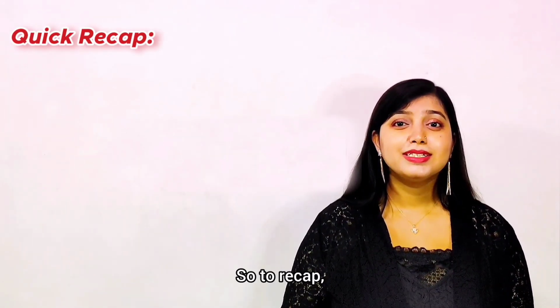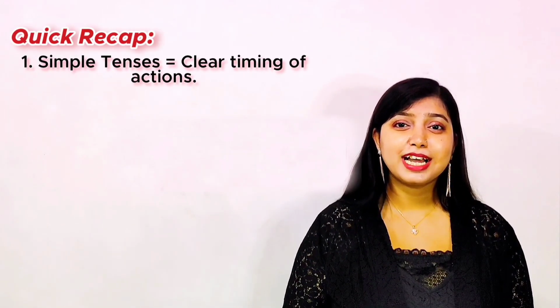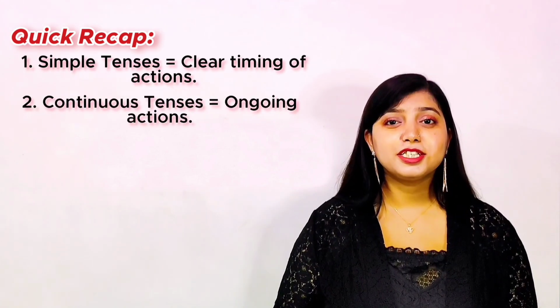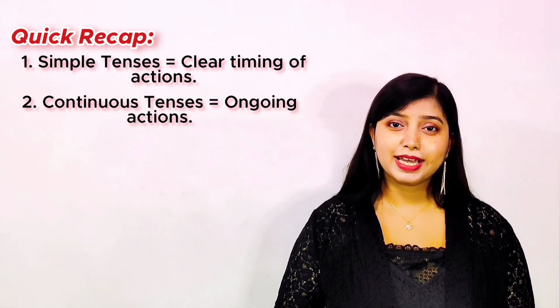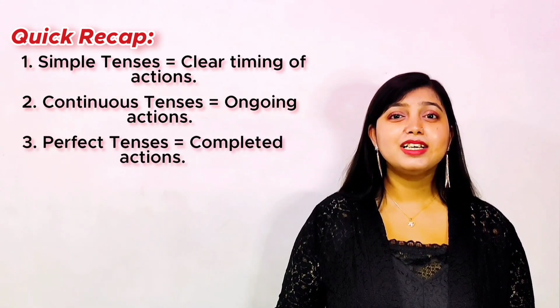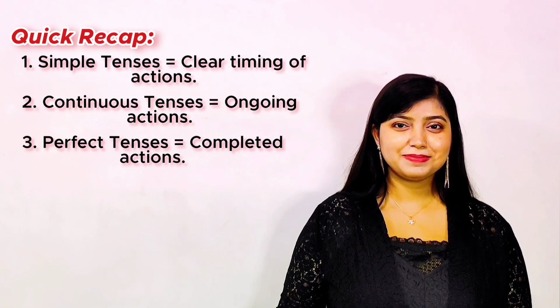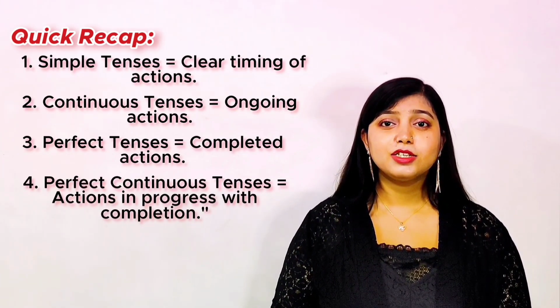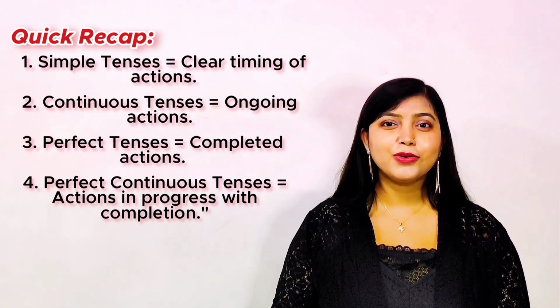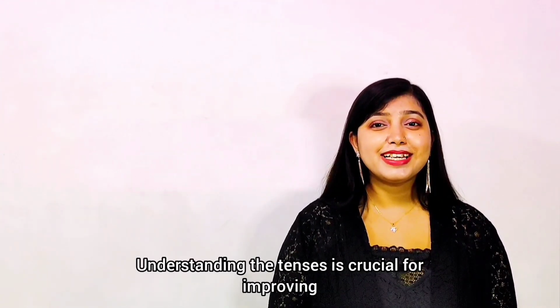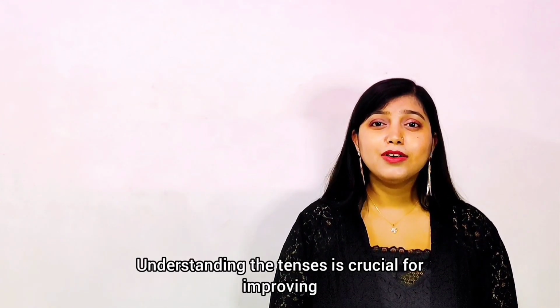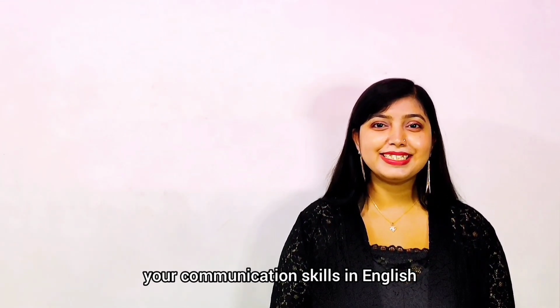So to recap, simple tenses show clear timing of actions. Continuous tenses show ongoing actions. Perfect tenses show completed actions. And perfect continuous tenses show actions in progress with completion. Understanding the tenses is crucial for improving your communication skills in English.